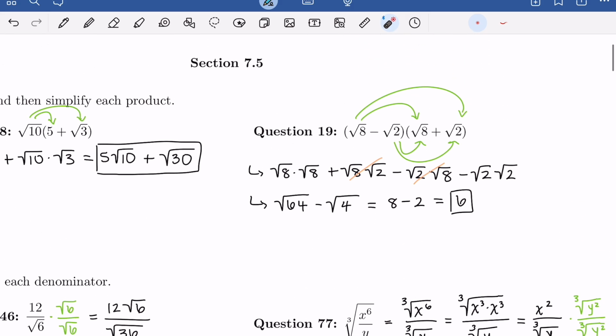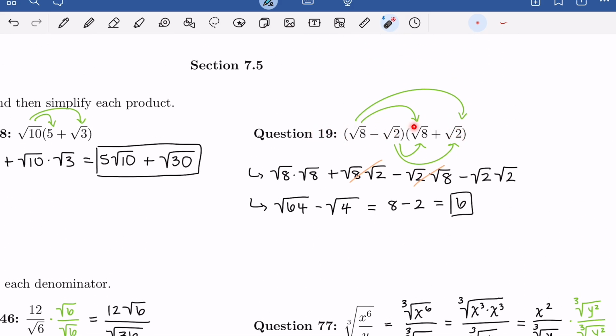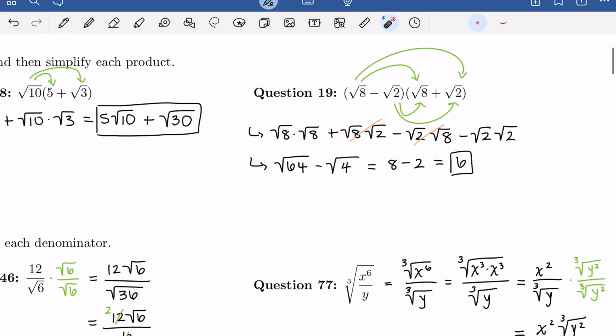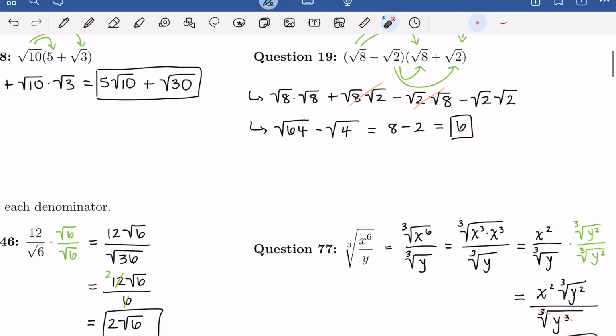This is what I talked about in example 19 here. These two guys are conjugates of each other. In fact, if we have something of the form x plus y, its conjugate would be x minus y. So, as we saw in example 19 here, when we multiplied by the conjugate, a bunch of terms canceled. So what we're going to want to do, we ended up with a number that did not have a radical. We ended up with just 6 in this case.